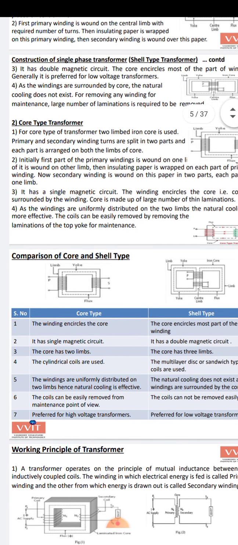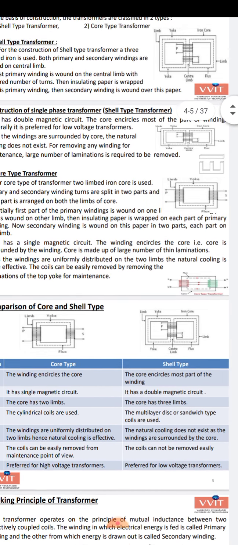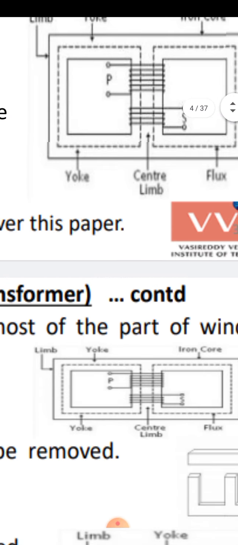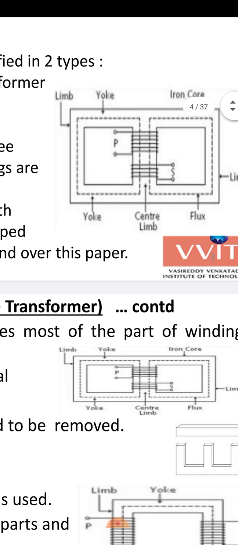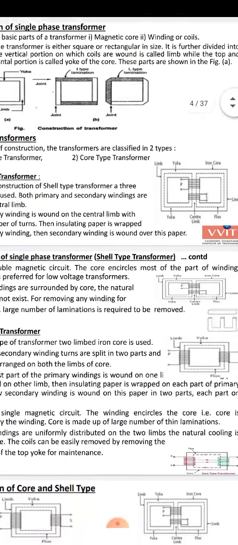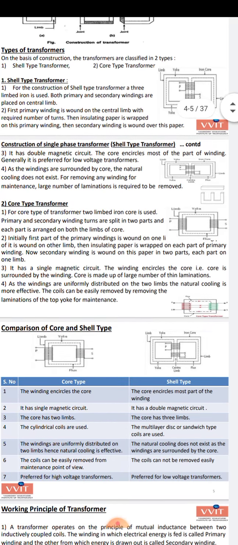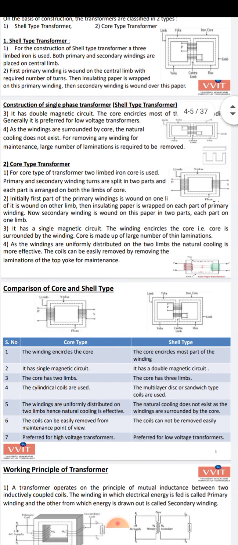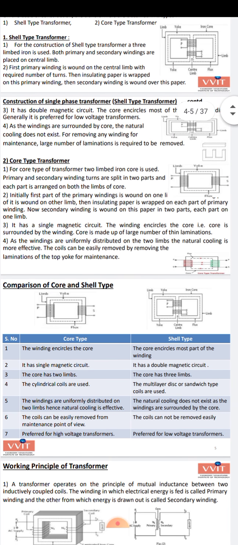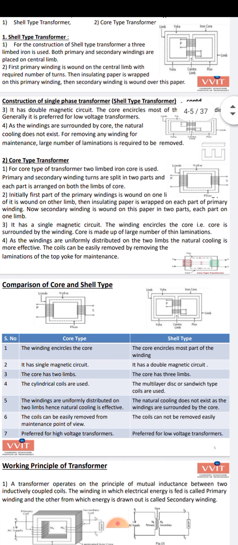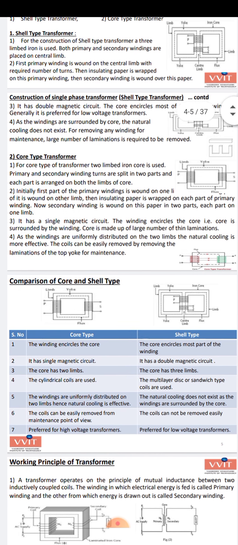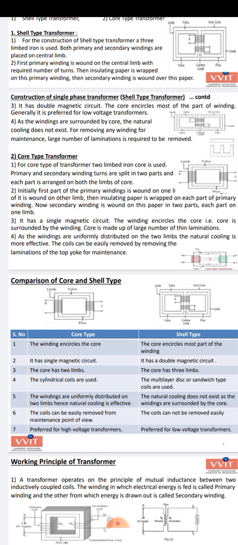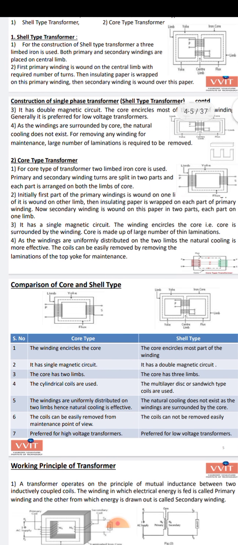And here you can see the picture of the shell type transformer. The primary and the secondary windings are wound on the central limb. The second one is core type transformer. For core type transformer, a two-limbed iron core is used, and primary and secondary windings are split into two parts, and each part is arranged on both limbs of the core. In shell type we have both windings on the central limb, but in core type they are split into two parts.